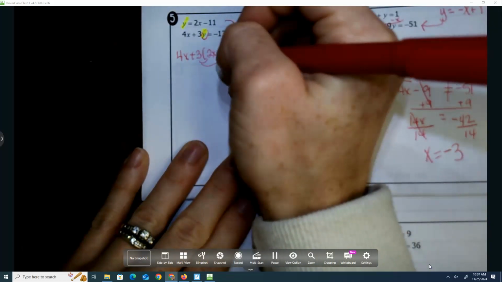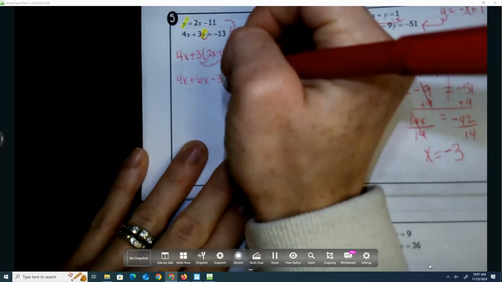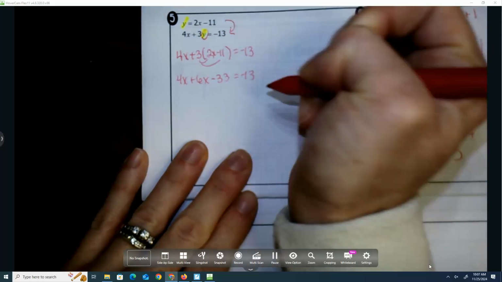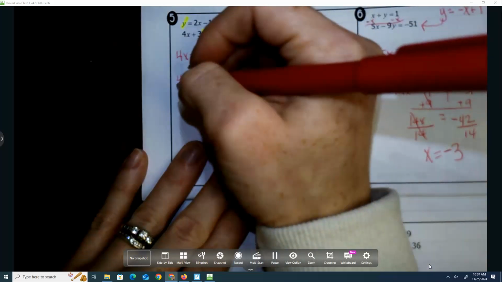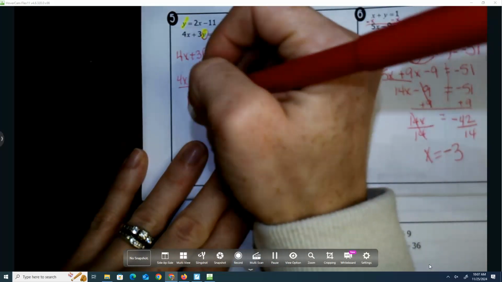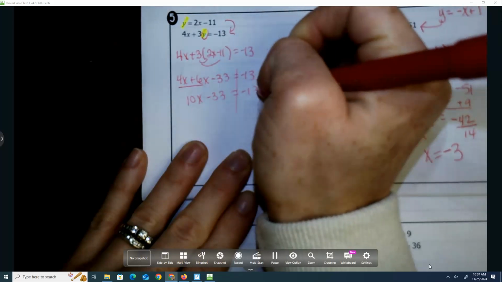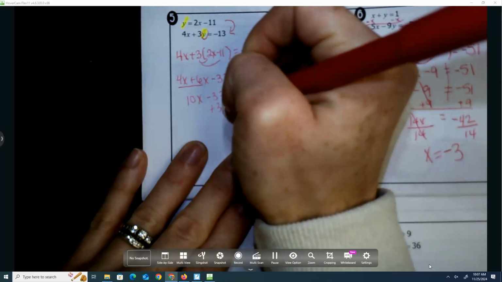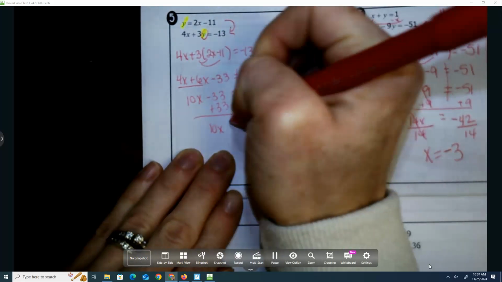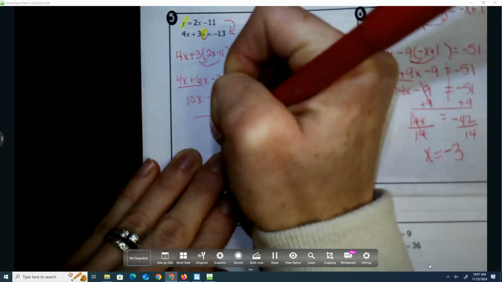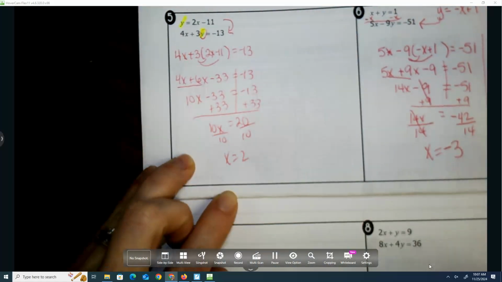If I distribute, we get 4x plus 6x minus 33 equals negative 13. Add those together, so 10x minus 33 equals negative 13. Add the 33. Divide by 10, so x is 2.